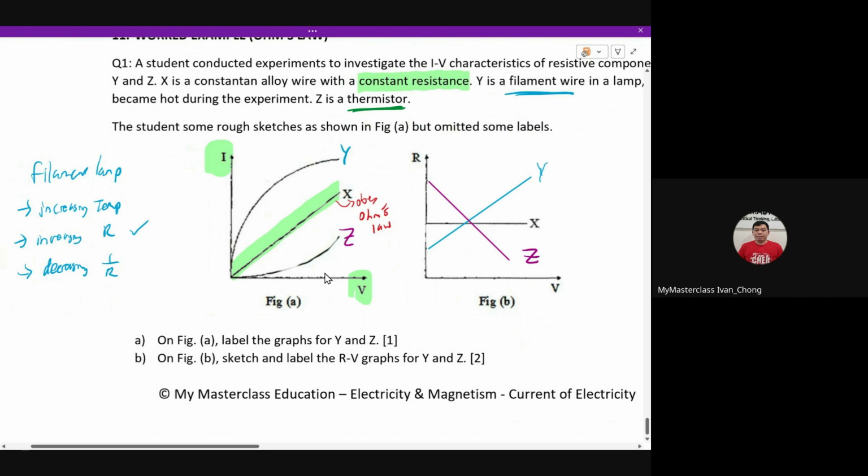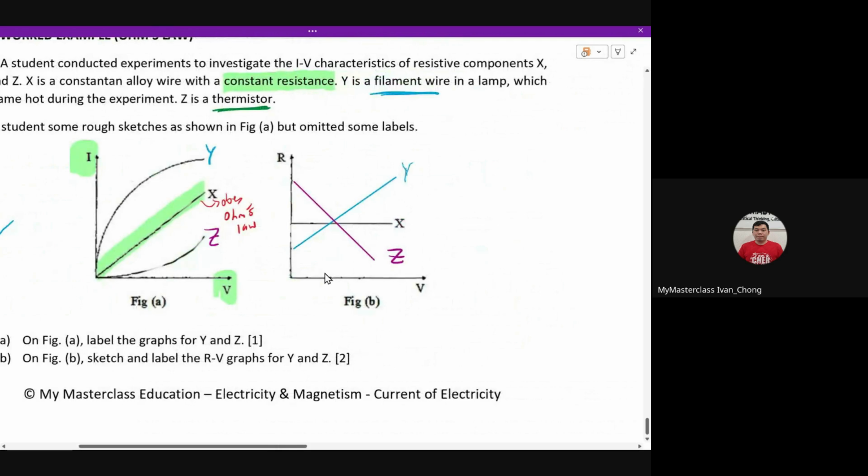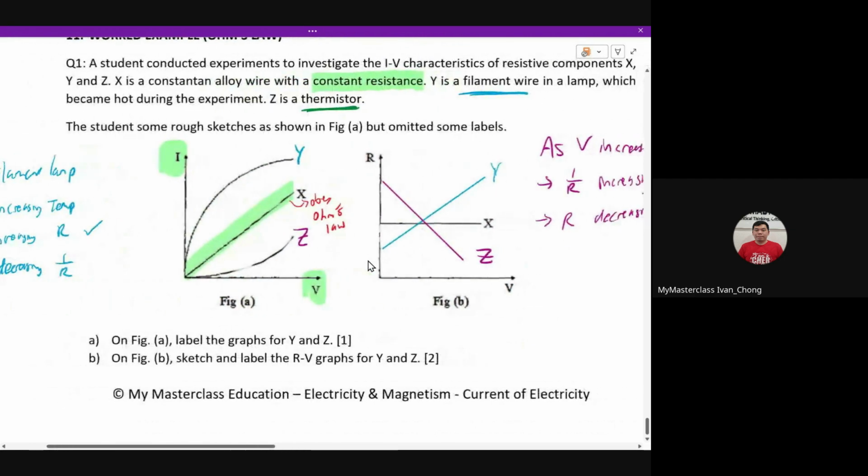So this is your graph itself. Because if you look at Z, as V increases, the 1/R of Z is increasing, which means R is decreasing. So as voltage increases, the resistance of Z will decrease. So how do you draw a decrease? From the axis, you just draw down to show that it's becoming lower, lesser as V increases.